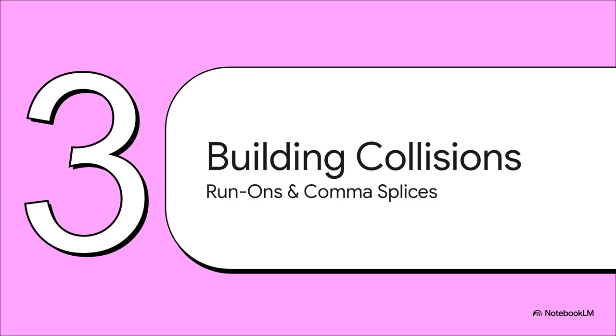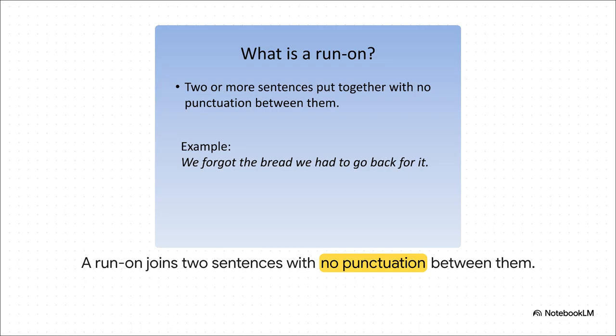All right, on to our second big flaw: building collisions. This is what happens when 2 perfectly complete sentences get smashed together without the right kind of connection. So, the most obvious collision is the classic run-on sentence. It's literally 2 complete thoughts just shoved together with nothing in between. We forgot the bread, we had to go back for it. When you read that out loud, you can feel how rushed it is, right? There's no pause, no separation. It's just a crash of 2 different ideas.